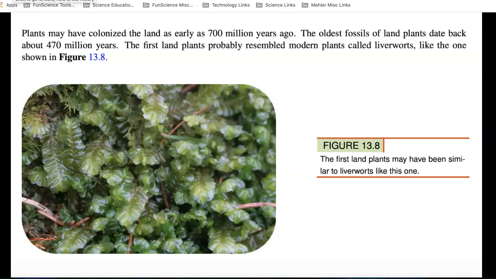And the first land plants may have been similar to this liverwort, like this. Notice these are really simple. The cells are here, and there are no lines or veins on them, the way there would be, let's say, on a maple tree or maple leaf.